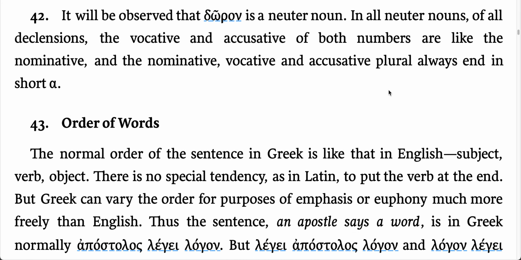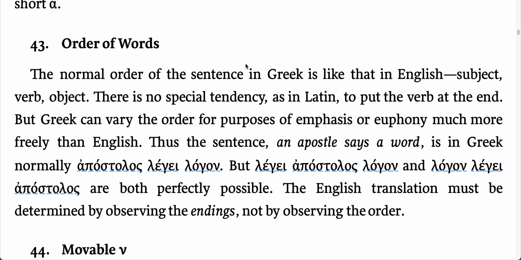Okay? Another thing you need to know about is the order of words. The normal order of a sentence in Greek is like that in English. The subject comes first, then the verb, then the object. That is the normal tendency. There's no special tendency like in Latin to put the verb at the end of the sentence, which is a unique trait of Latin grammar, not of Greek grammar. But Greek can vary the order for purposes of emphasis, or what's called euphony, which is the pronunciation of words, maybe to make parallelisms, much more freely than English does.